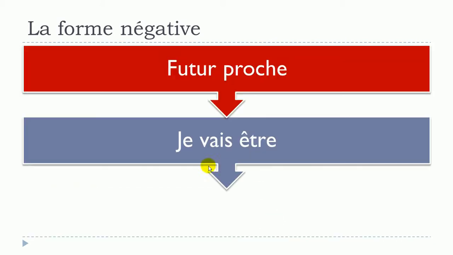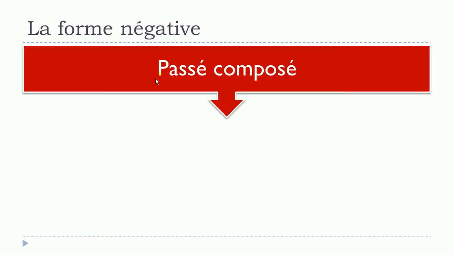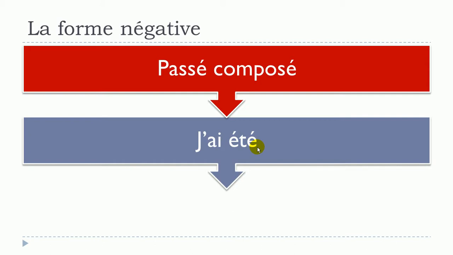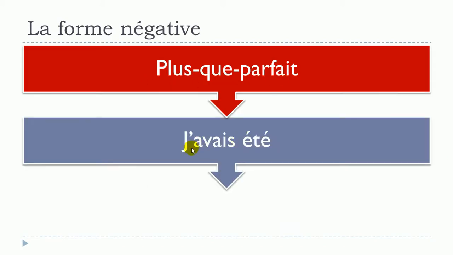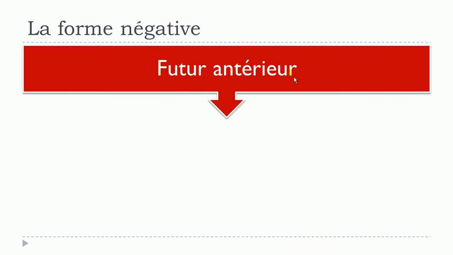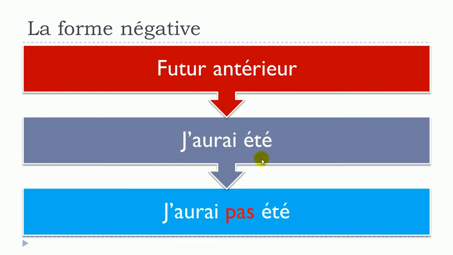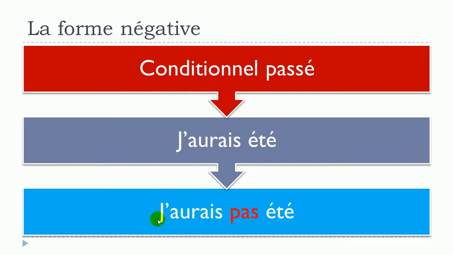Futur proche, je vais être, will become, sorry, je vais pas être. Passé composé, j'ai été, will become j'ai pas été. Plus que parfait, j'avais été, will become j'avais pas été. Futur antérieur, j'aurais été, will become j'aurais pas été. Conditionnel passé, j'aurais été, will become j'aurais pas été.